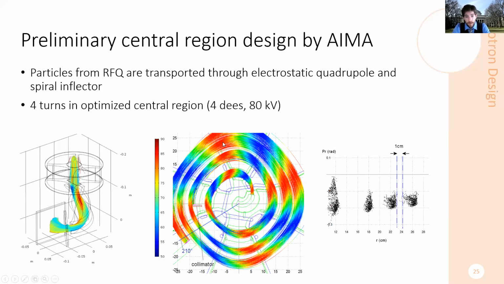Now, there's a lot of optimization that still needs to be done for this design. And one caveat is that this was done without space charge. So this is something that we're just now redoing, because we now have a new beam from the much more refined RFQ design. And so we'll redesign our central region with this in mind and with space charge effects included ab initio.